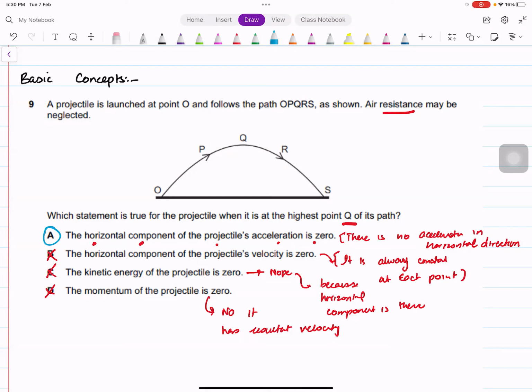The reason A is the correct answer is that the horizontal component of projectile acceleration is always zero. Why? Because the horizontal velocity is always constant, so there is no acceleration. That's what I've written there. Is that clear, everyone? Any questions, please? Please write these comments with your question because they will help you when you revise this. They are concepts that you should know.